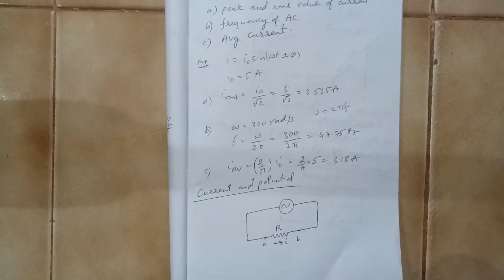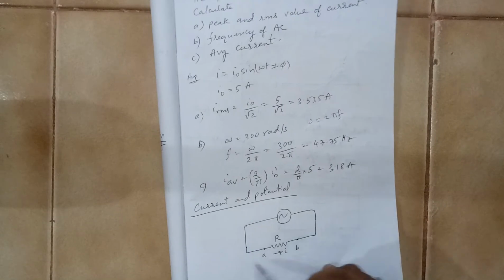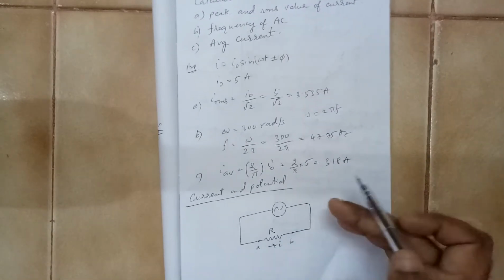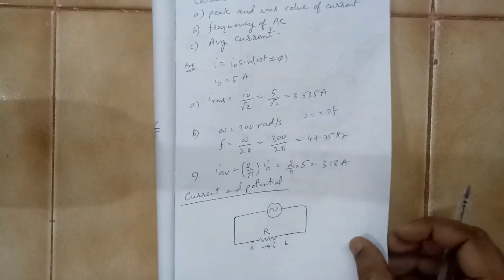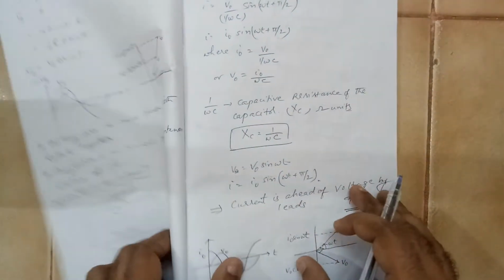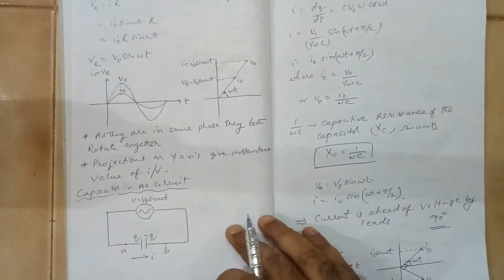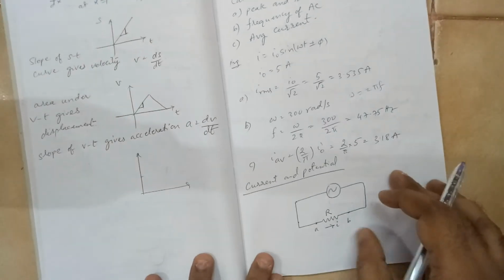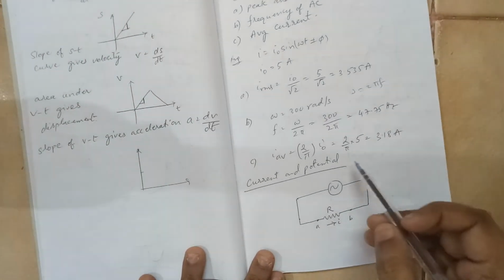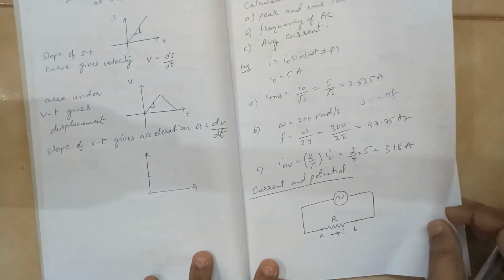This is a resistance circuit, right? You have an alternating current source and a resistor, and the current direction is this. How is the current varying and how is the potential varying? In a DC format you get a constant current and a constant voltage, but here it is not so. Here it is a function of time.